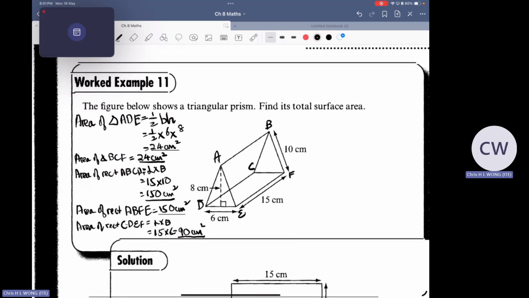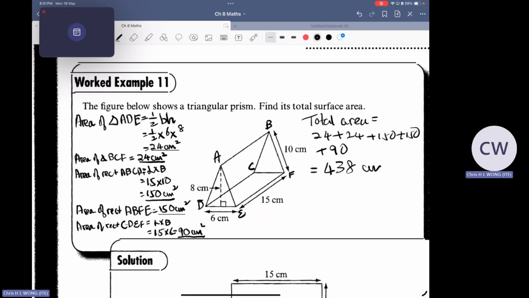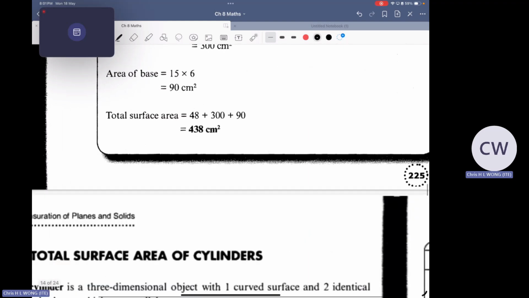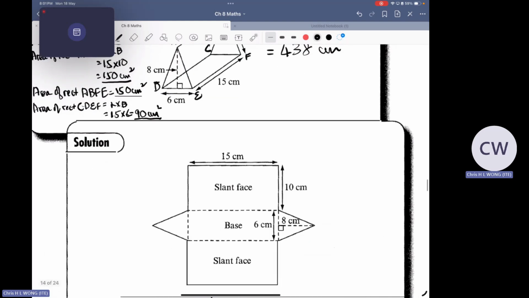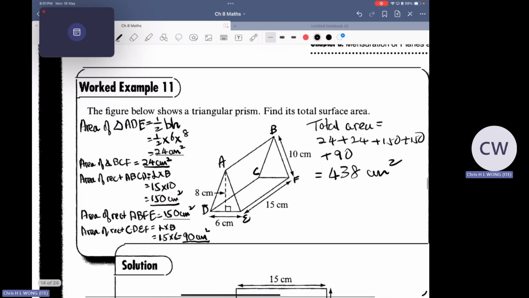Total area equals, I underline all, right? Add up all the underlined: 24 plus 24 plus 150 plus 150 plus the last one, 90. Final answer? 438, is it? 438 cm square. Just double check. 438.